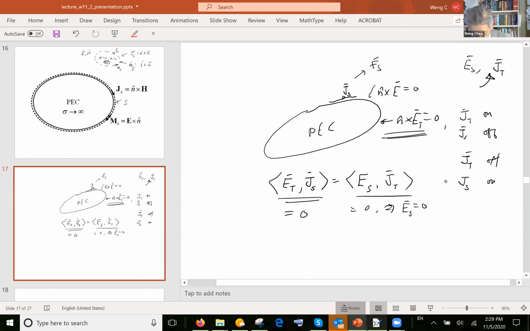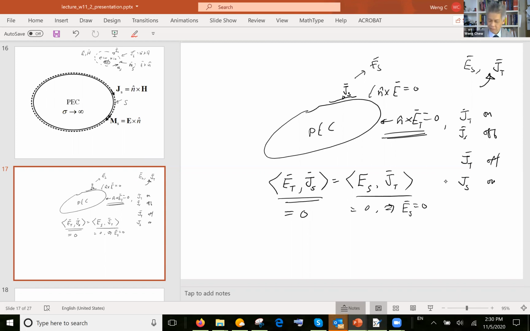So this equation can only be satisfied if ES is equal to 0, which means that a surface current on top of a PEC cannot produce an electric field outside. Does this make sense? A surface current put on top of a PEC cannot radiate.